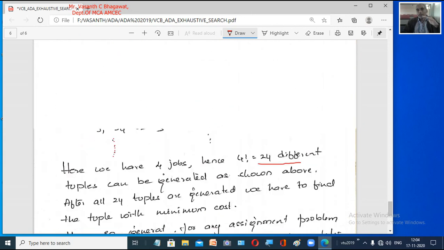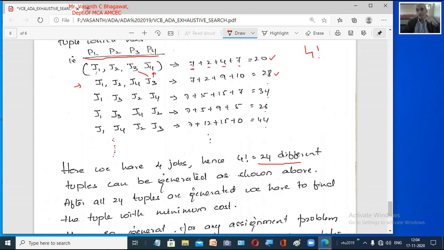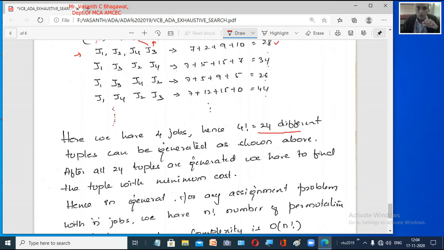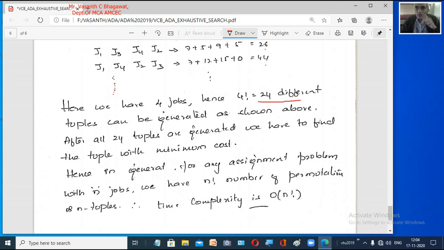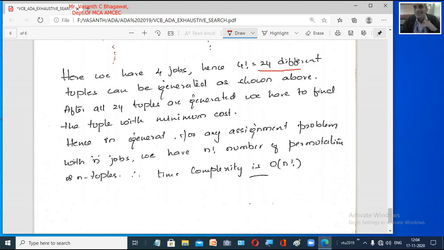Now you can see in this example it takes so much time, because there are 24 possibilities, not just 4, 5 or 8 like in our previous example. You have to first write all the possibilities, for which job, which person you are allotting, and find the total cost. Once you get the total cost for all 24 assignments, the one giving the minimum cost will be your final answer. So it takes a lot of time.